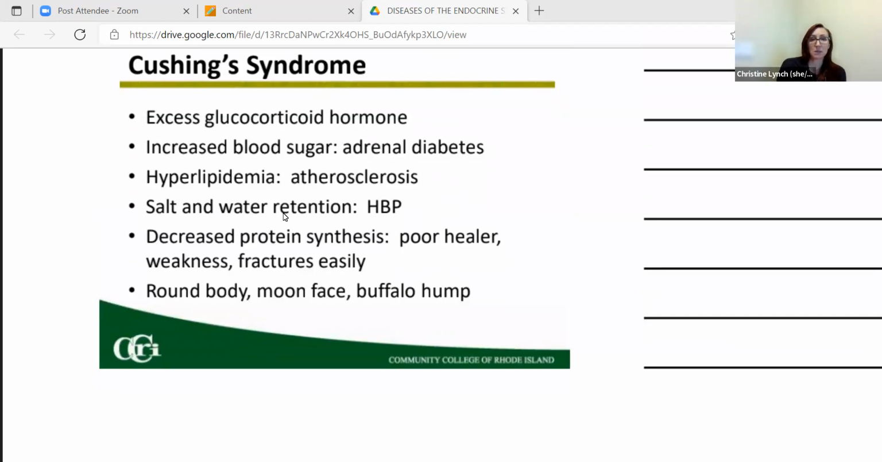And the characteristic appearance is described as having a round body, a moon face, and a buffalo hump, or accumulation of fat that's behind the shoulders. And then treatment focuses on decreasing the production of glucocorticoid hormones by removing the tumor in the adrenal or the pituitary glands. And then there's also medication that blocks the production of cortisol, the glucocorticoid hormone.